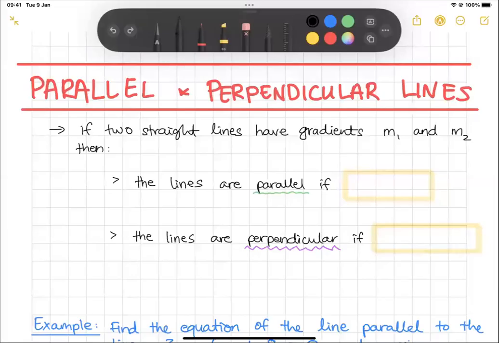Welcome back. Today we will be looking into parallel and perpendicular lines. So let's just get straight into it.